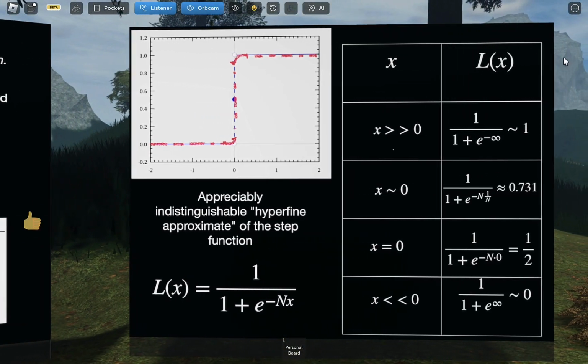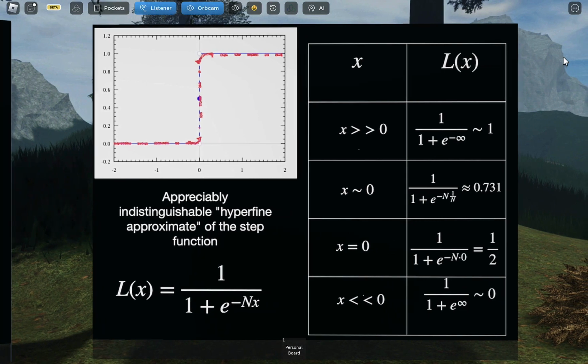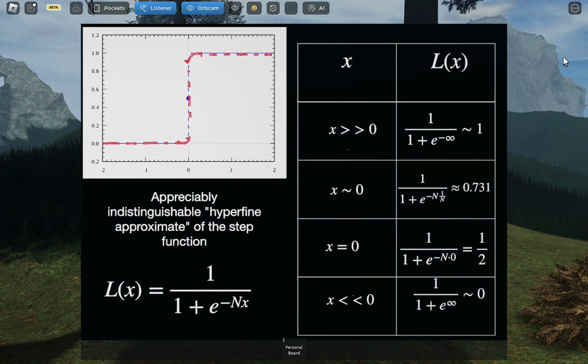I'm hiding behind my own slides. It's all right. We don't bite. Yeah.